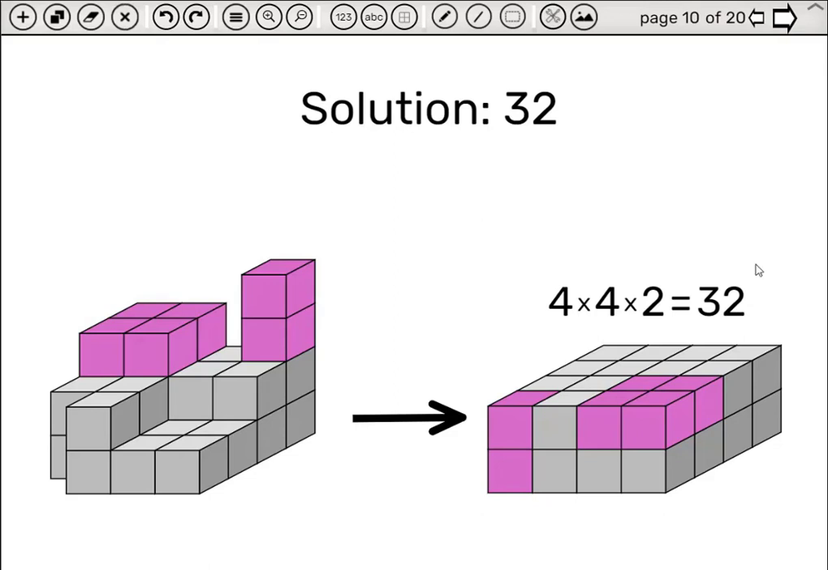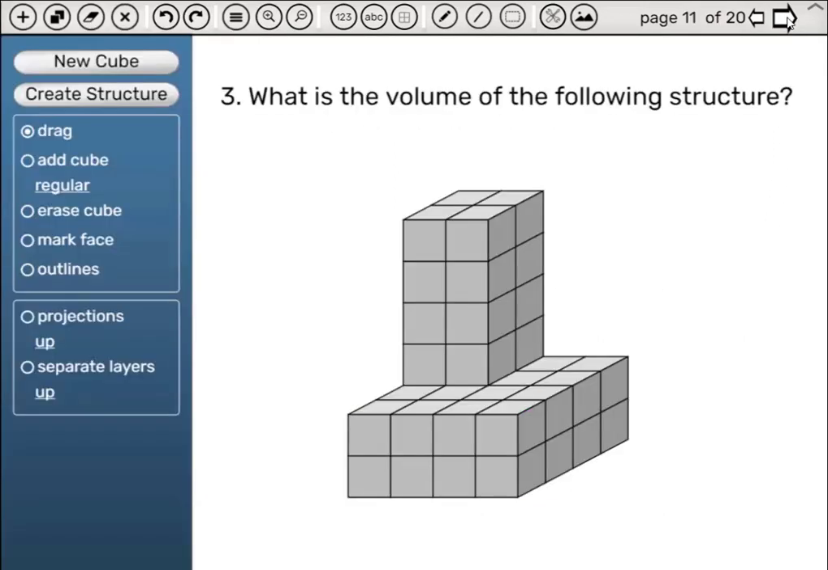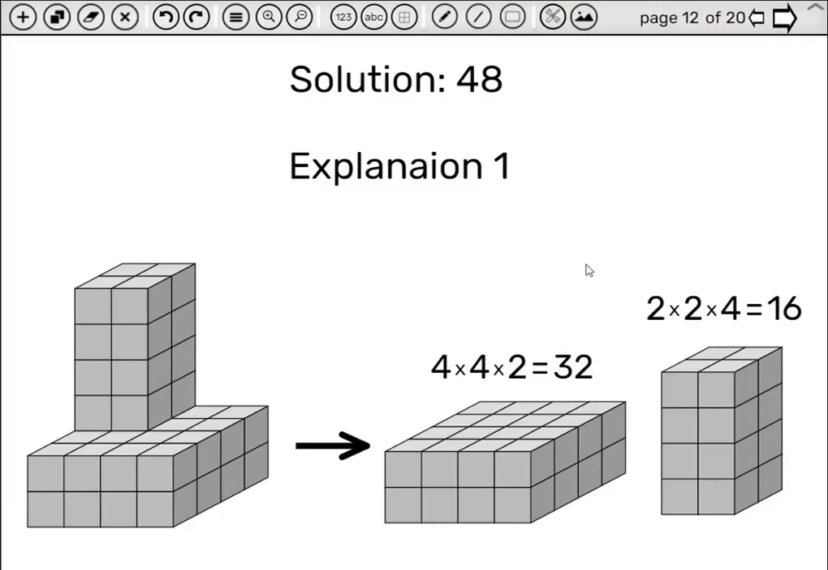We continue to the third question. In this question, there is a surprising number of elegant solutions. It will be interesting to see which of them the students come up with. One solution is to separate these 2 structures in our imagination, and we get one box, which is 4 by 4 by 2, and one box, which is 2 by 2 by 4, and we add their volumes to get 48. Now, let's see another way of looking at it.